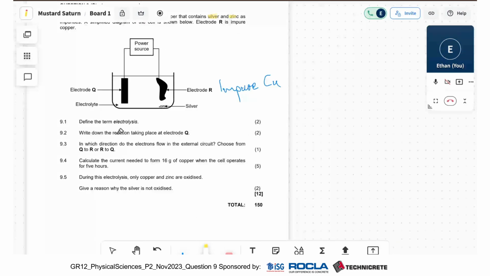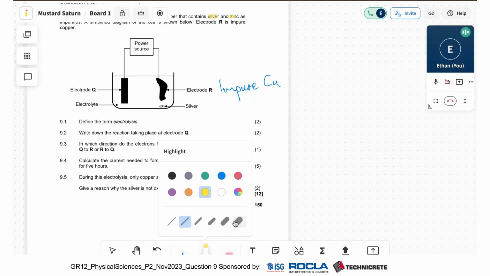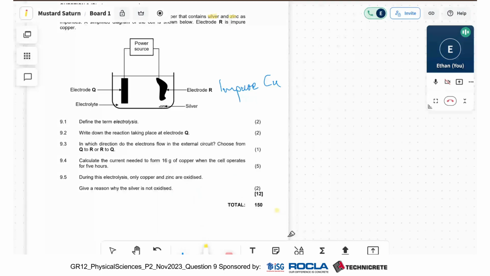Okay, so the first thing, define the term electrolysis. So this is unfortunately just the definition you have to memorize. Let's define electrolysis as the chemical process in which electrical energy is converted to chemical energy. That's a very simple definition that you can just memorize. There's a couple of other acceptable definitions. You can say the use of electrical energy to produce a chemical change.